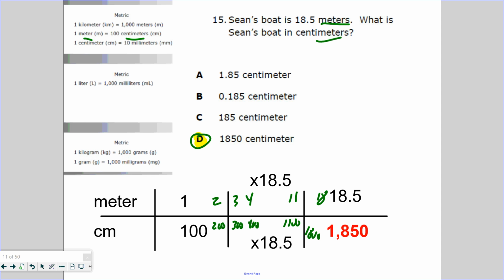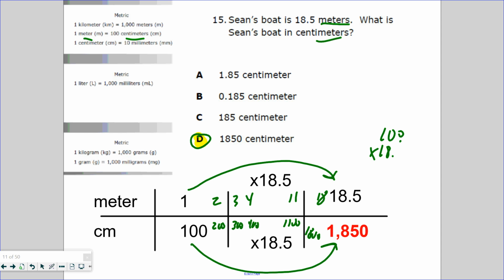But if you want to do more mathematics, how do you build 1 meter to 18.5? 100 times 18.5. How many decimal places? 1 place. So you move it 1 place, jump it 1 place, 1850.